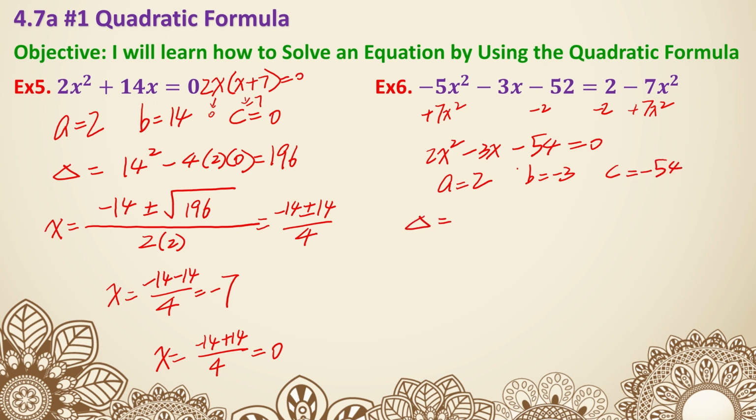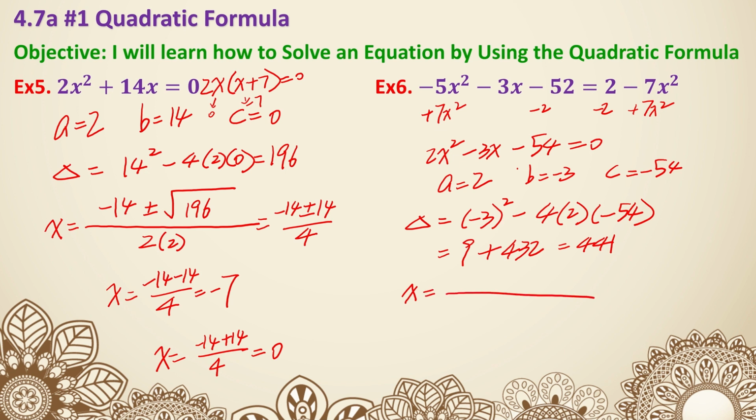My discriminant is negative 3 squared minus 4 times my a, which is going to be 2, my c is going to be negative 54. So I'll have a 9. And then negative 4 times 2 is negative 8, and then multiply with negative 54 is going to be a positive 432. Together, 441. Okay, and now I can actually set up using the quadratic formula.